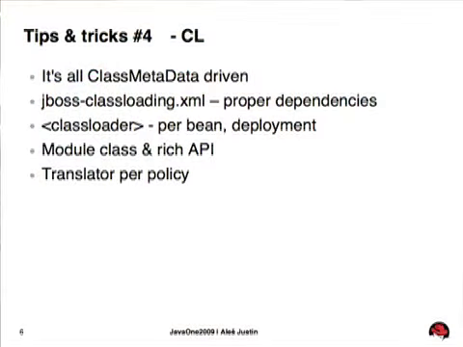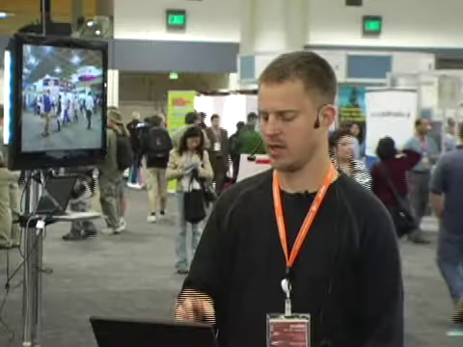The new feature that we added was a translator per policy. So it means, for example, if you're using something like Spring load-time weaving, instead of weaving the whole domain, you can just add the translator per the policy.